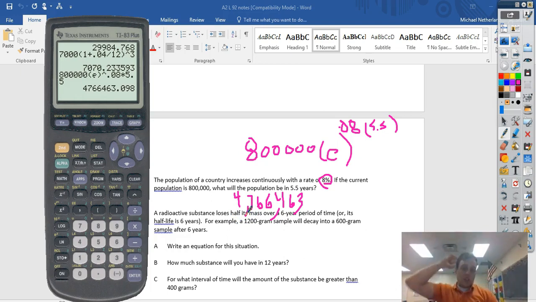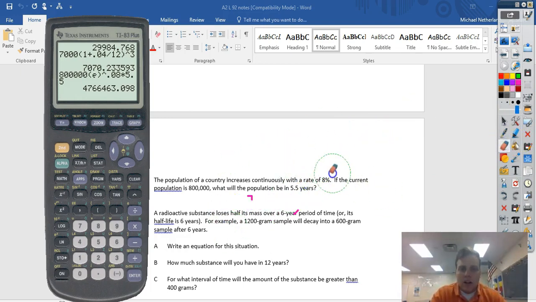So that's why we use the continuous model there rather than the one we used above. It really makes more sense to use the continuous model. Okay? Let's go to our next problem.